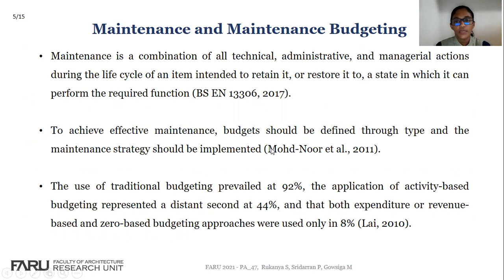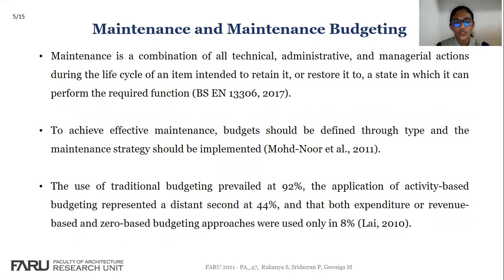First of all, maintenance and maintenance budgeting. According to the British standards, there is a definition for maintenance. Maintenance is a combination of all technical, administrative, and managerial actions during the life cycle of an item intended to retain it or restore it to a state in which it can perform the required function. And to achieve effective maintenance, the budget should be defined through the type, and a maintenance strategy should be implemented.